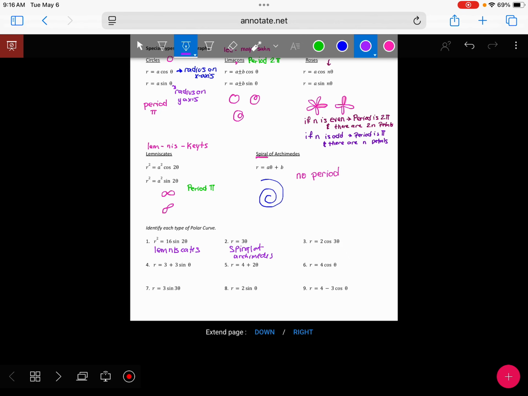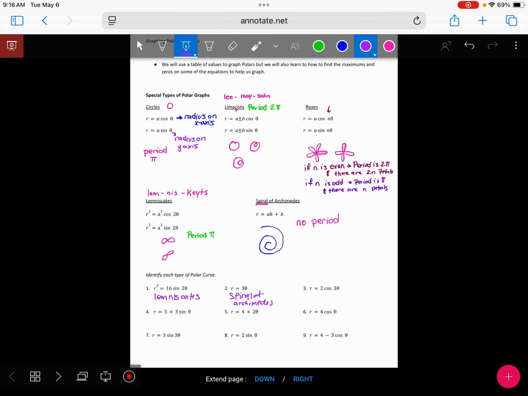They should be right at the bottom of that page. This is that full page that we were working on right here.